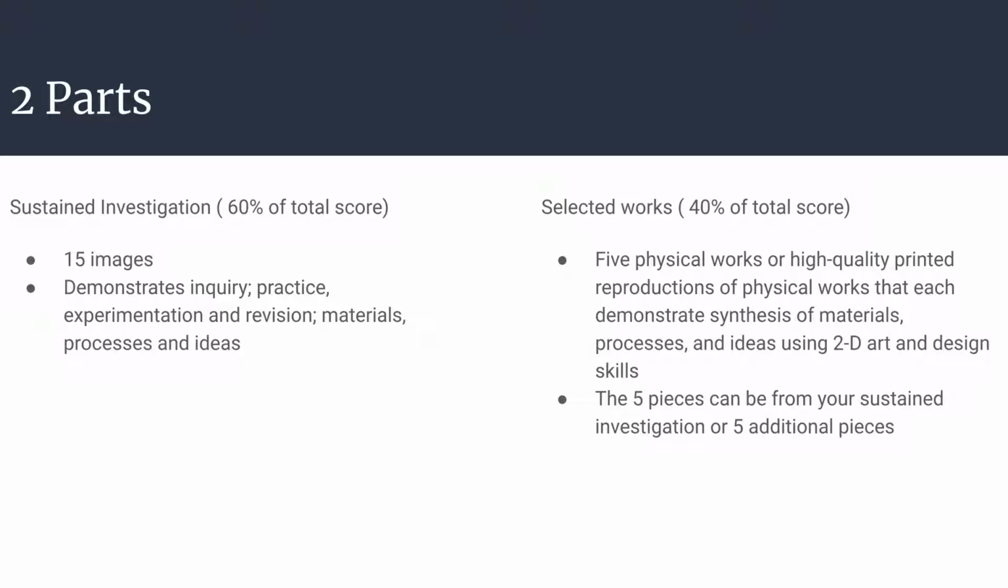The second part is the selected works part. That is 40% of your score. So these are 5 pieces that are physically sent into the College Board. They do say that you can use the 5 physical pieces, or you can do high quality printed reproductions. I always recommend that you do send the actual piece in. Obviously, if it's a digital work of art, then you get that printed out and that makes sense. Otherwise, if it's a painting or a drawing, I recommend that you send the actual piece in.